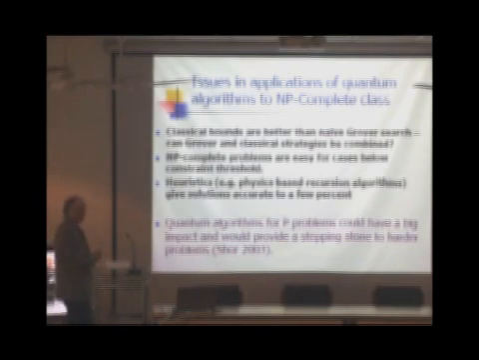Second statement is the geometry matters. So there are many easy instances of NP complete problems. And to understand which instances are easy, we have to understand the classical algorithms that make them easy. So a very good understanding of the classical NP complete algorithms is absolutely essential to make an impact in this NP complete, or in the use of quantum algorithms.